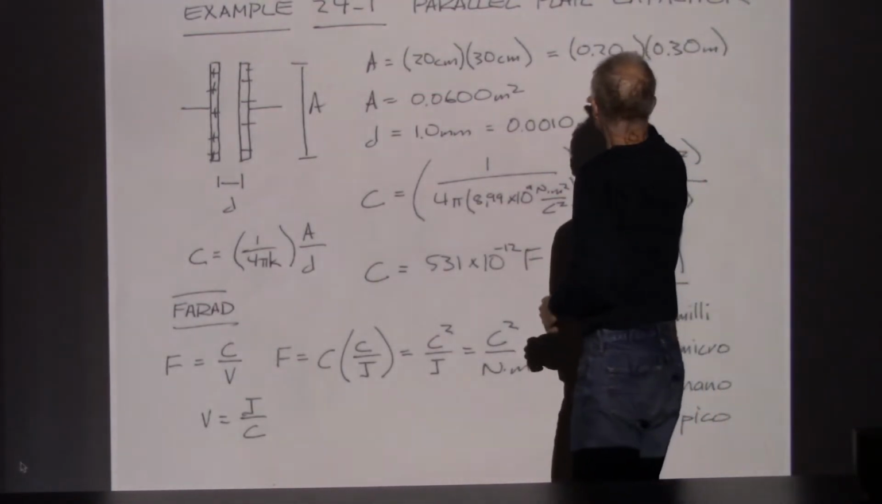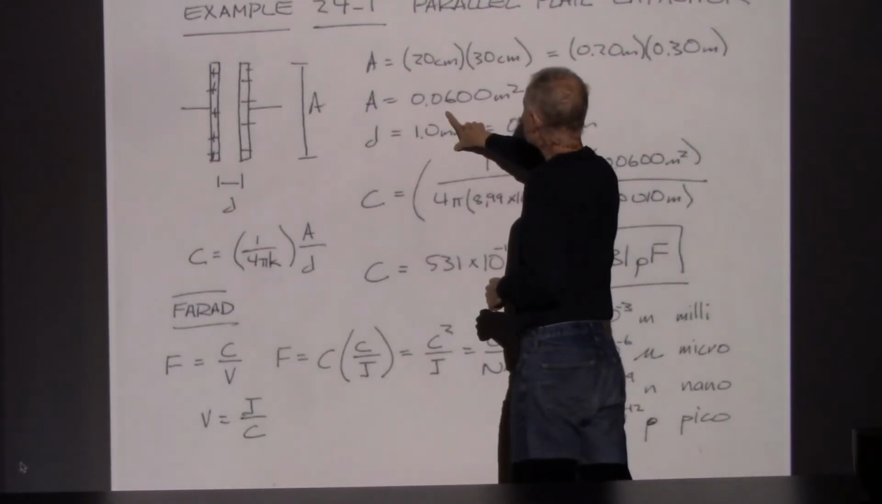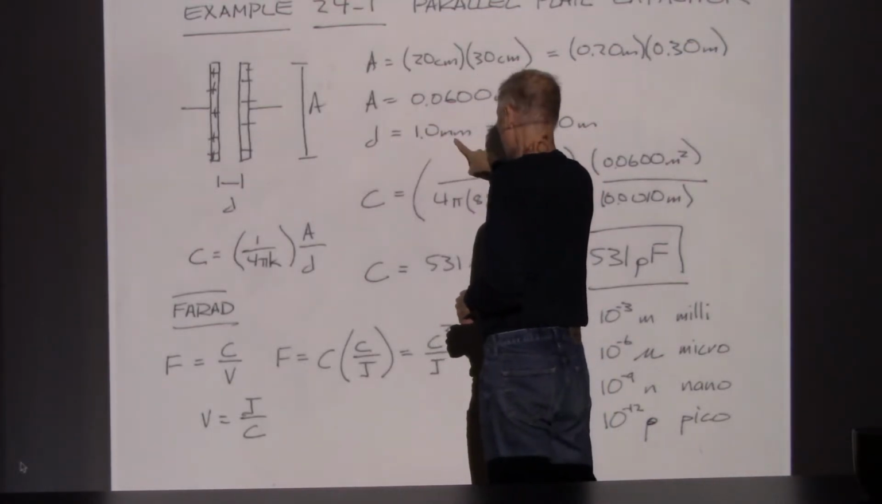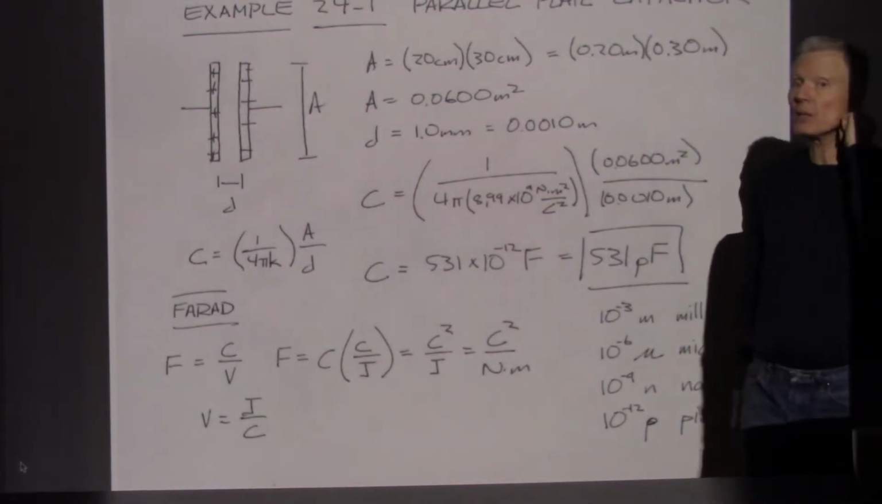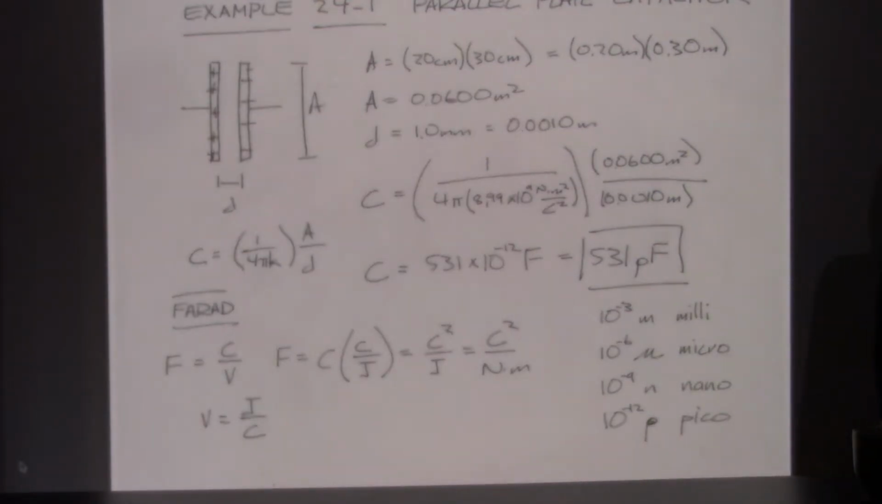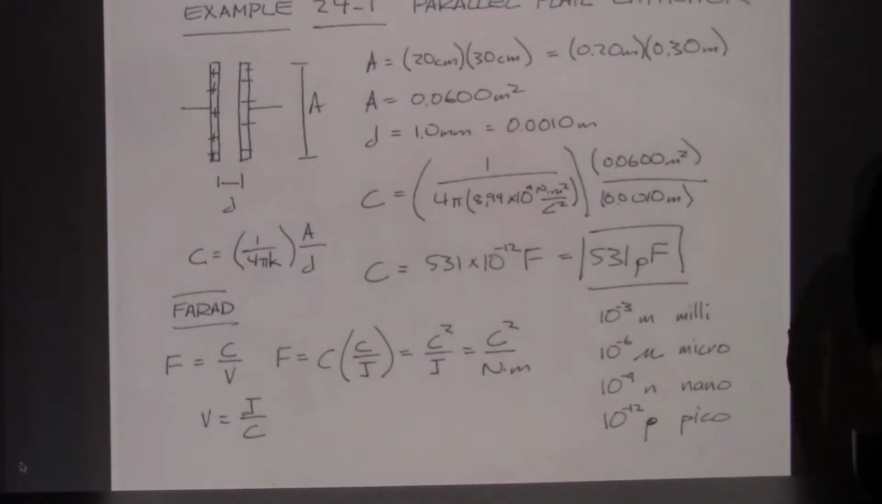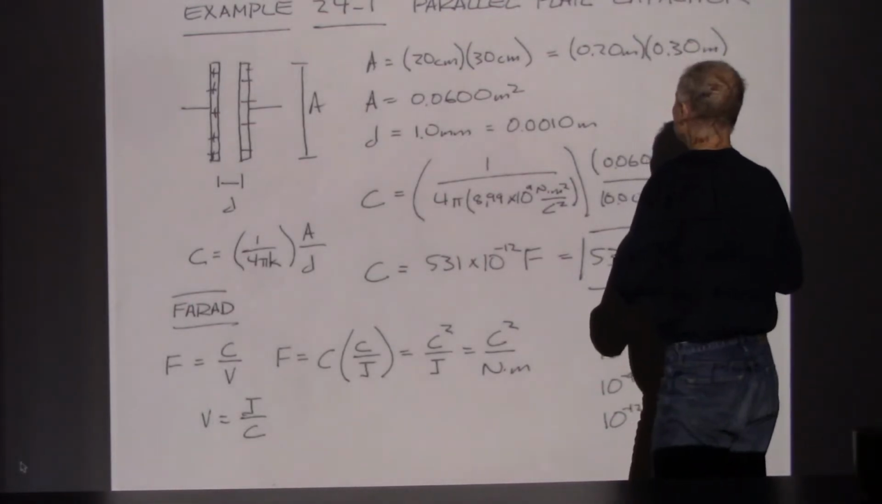Anyway, I ended up with 0.2 times 0.3 meters. That gave 0.0600 meters squared. The distance between the plates was given as 1 millimeter. That I'm also going to convert into meters. I'm going to get everything in standard units. This capacitance stuff is new, and I've got new units, farads, to deal with, so the easiest thing is to do everything in standard units. That's going to keep things as simple as possible.